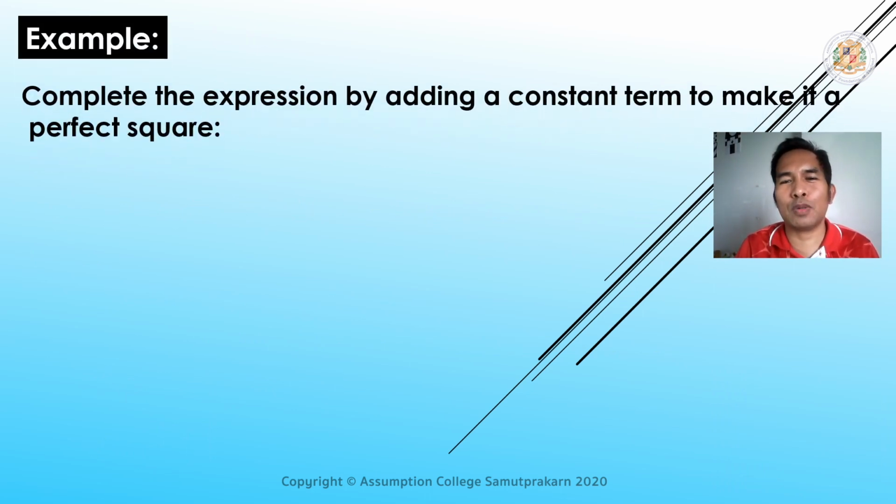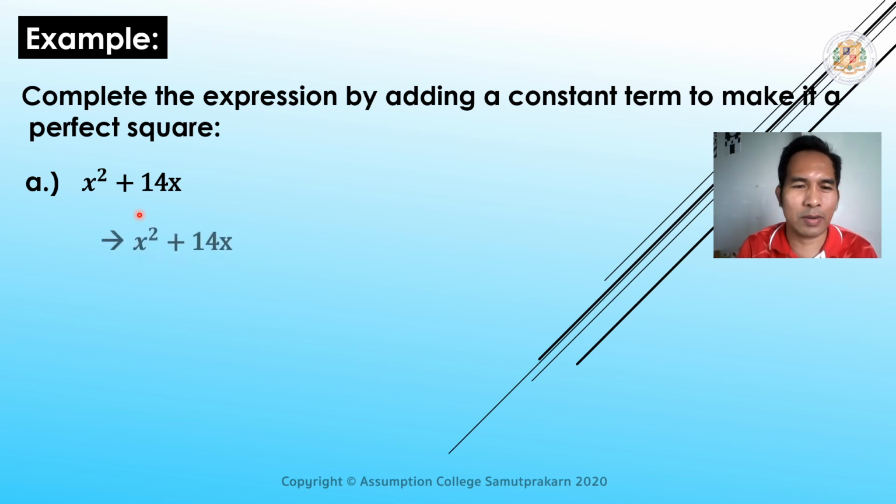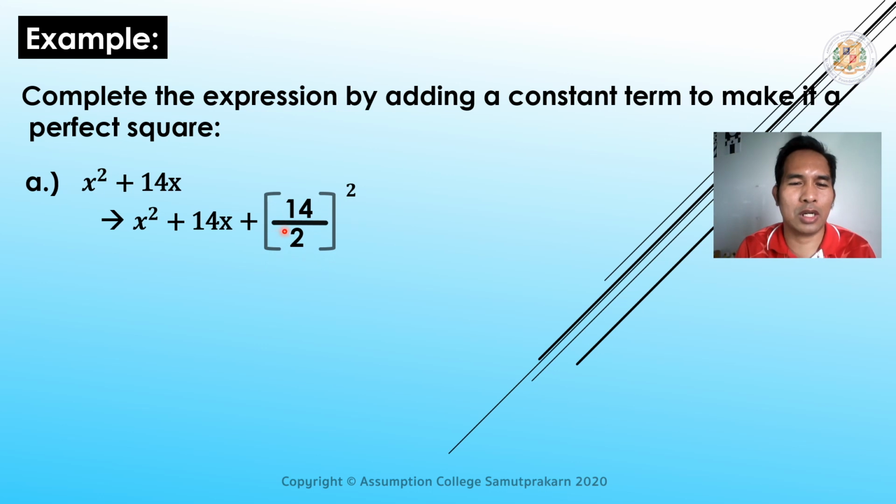Okay, so we have here an example. Complete the expression by adding a constant term to make it a perfect square. So we have this. x squared plus 14x is not a perfect square. So we will add the third term to make a perfect square. What are we going to add? 14 over 2 quantity squared. So therefore, if you factorize this one, we'll have x. What is 14 over 2? 7. x plus 7 quantity squared.